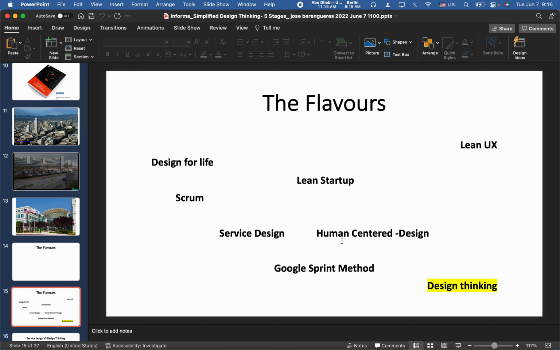If you'd like to design an experience rather than a product, then you'd like to use service design. And then we have another keyword here. It's called human-centered design. This is another word for design thinking when you'd like to separate yourself from the idea a little bit, right? So different application, different flavor of design thinking. So it's important to know what's the purpose you're pursuing.